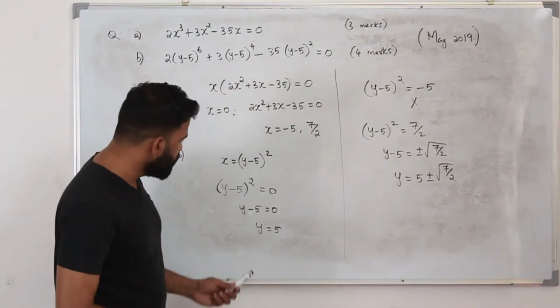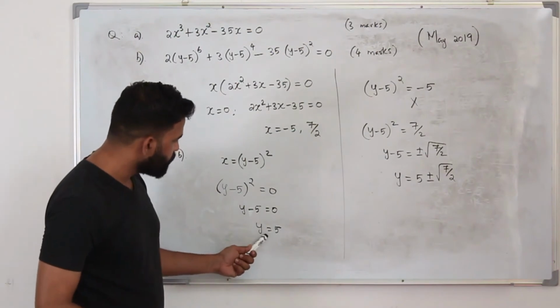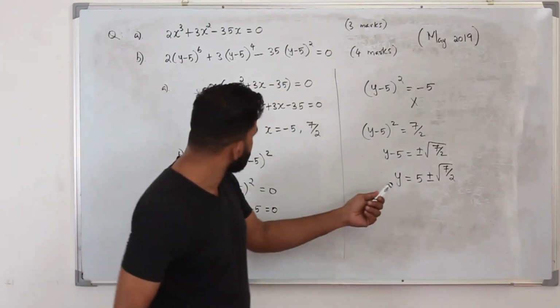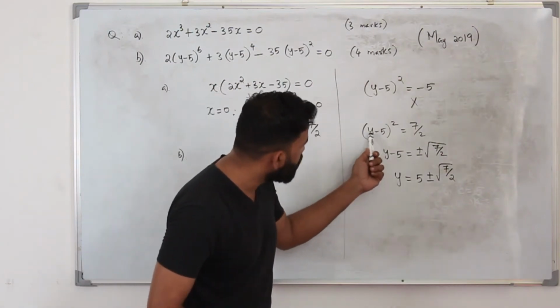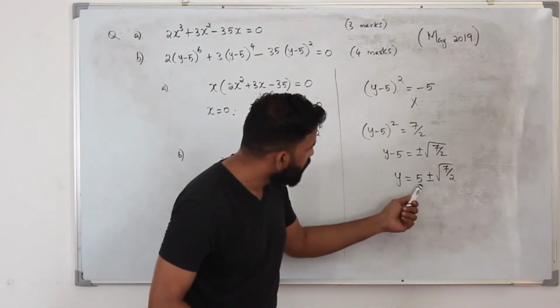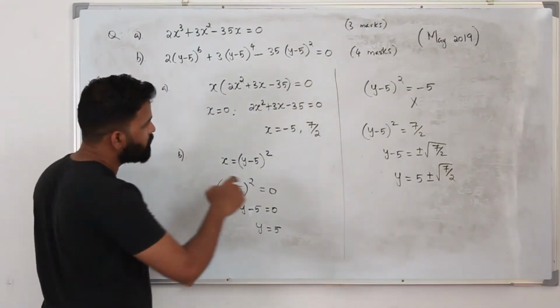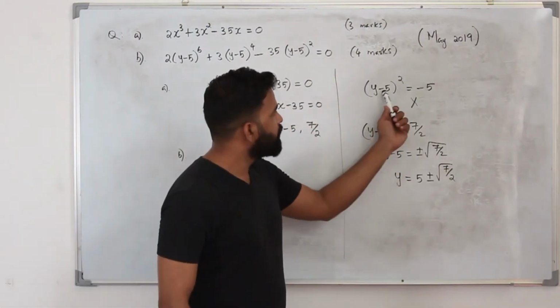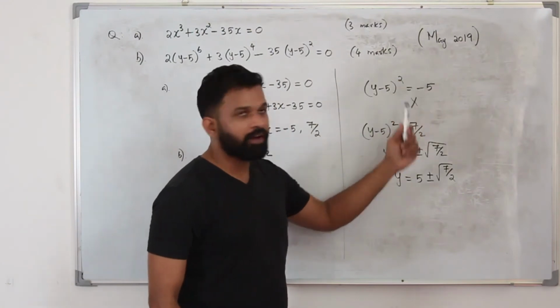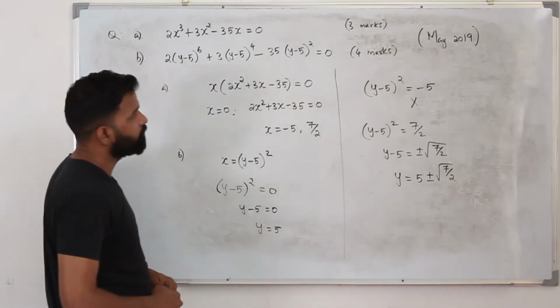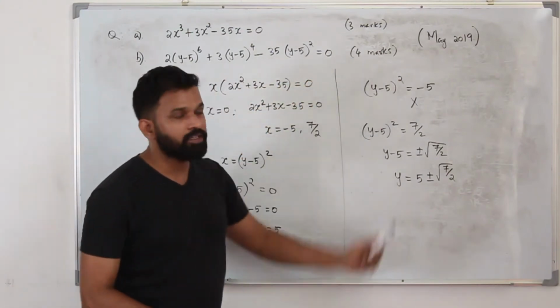So there are 3 solutions. Y is 5, and y is 5 plus or minus square root of 7 upon 2. That's it. For the other case, when you take square root, it will become square root of negative 5, so no solution. These are all the solutions. You got 4 marks for this question.